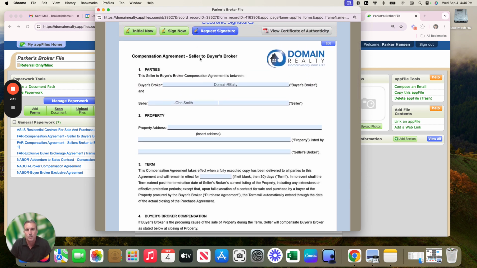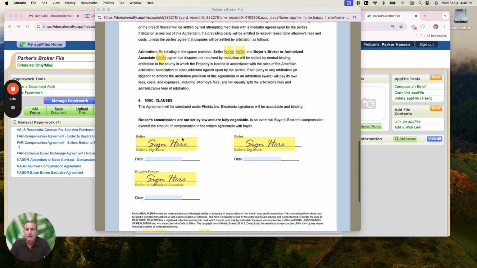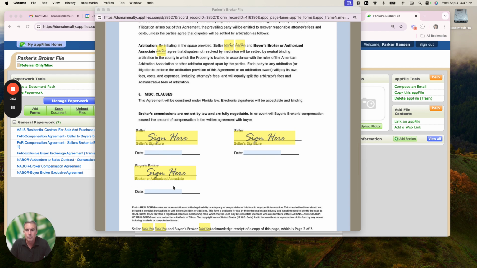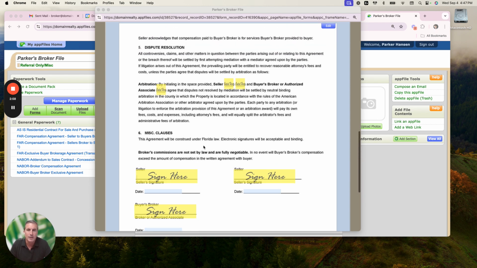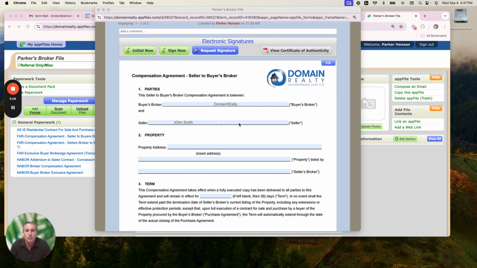There's no language in here which is in conflict with really anything else, because it's literally an agreement between the seller and the buyer's broker, so the person who's selling their home is going to sign down here. If it's a husband and wife, he'll sign here, she'll sign here. And then the buyer's broker, which is going to be us, Domain Realty. So that agreement is between the seller and Domain Realty. You have to put on your thinking caps and drill that into your noggin.